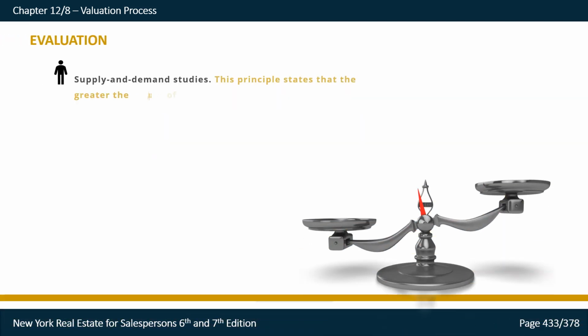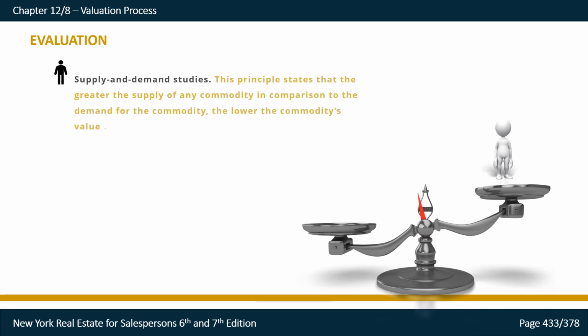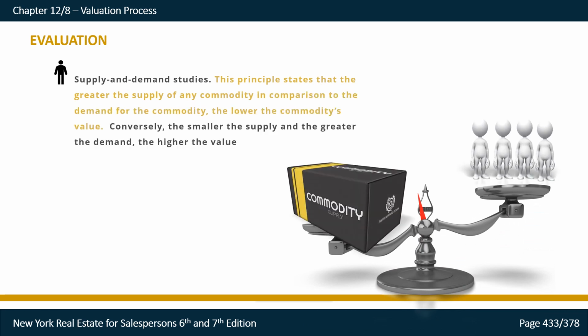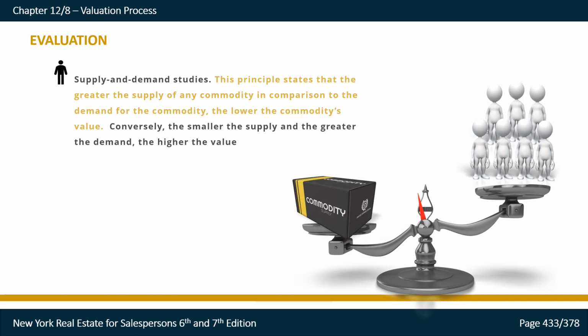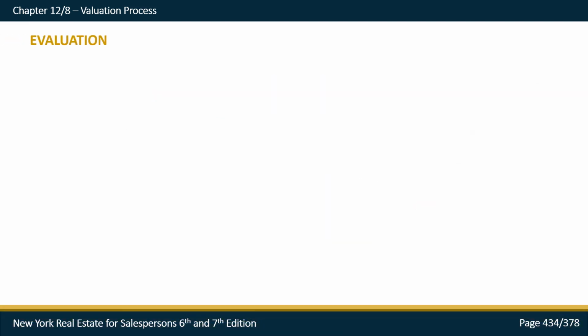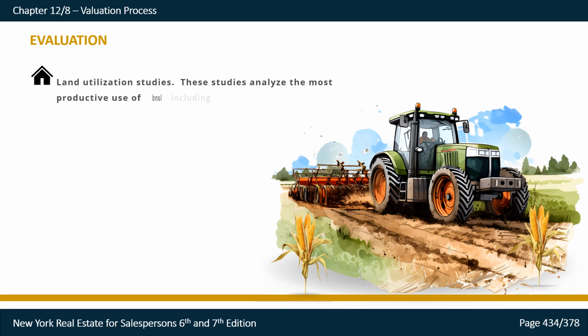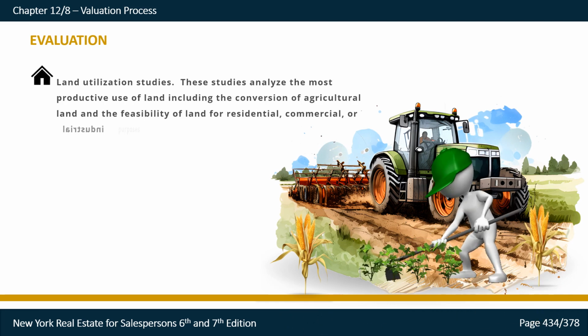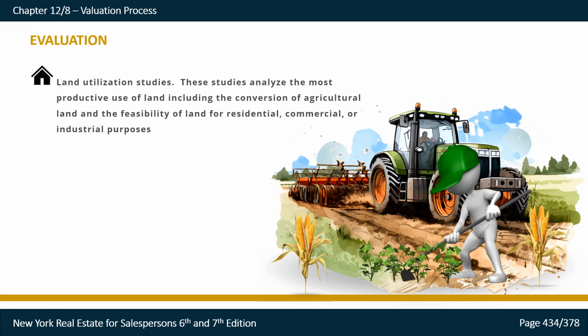Supply and demand studies. This principle states that the greater the supply of any commodity in comparison to the demand for the commodity, the lower the commodity's value. Conversely, the smaller the supply and the greater the demand, the higher the value. Land utilization studies. These studies analyze the most productive use of land, including the conversion of agricultural land and the feasibility of land for residential, commercial, or industrial purposes.